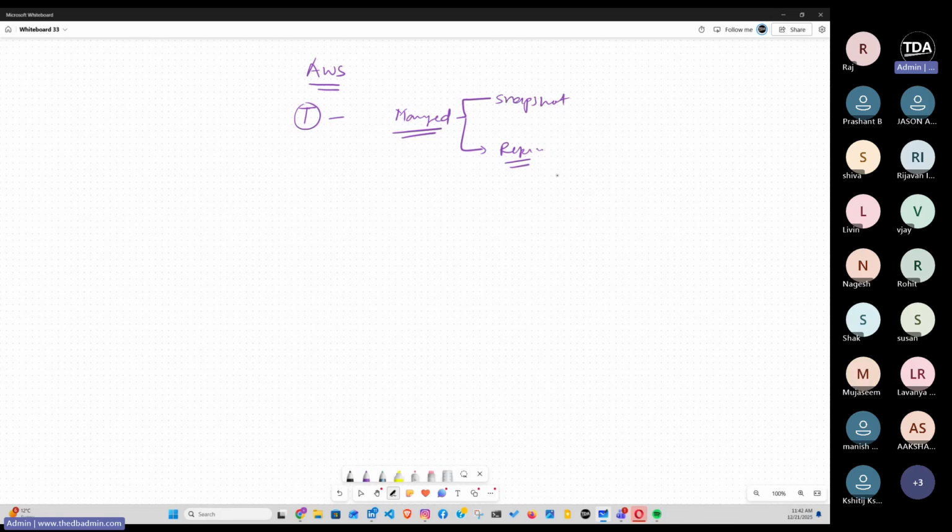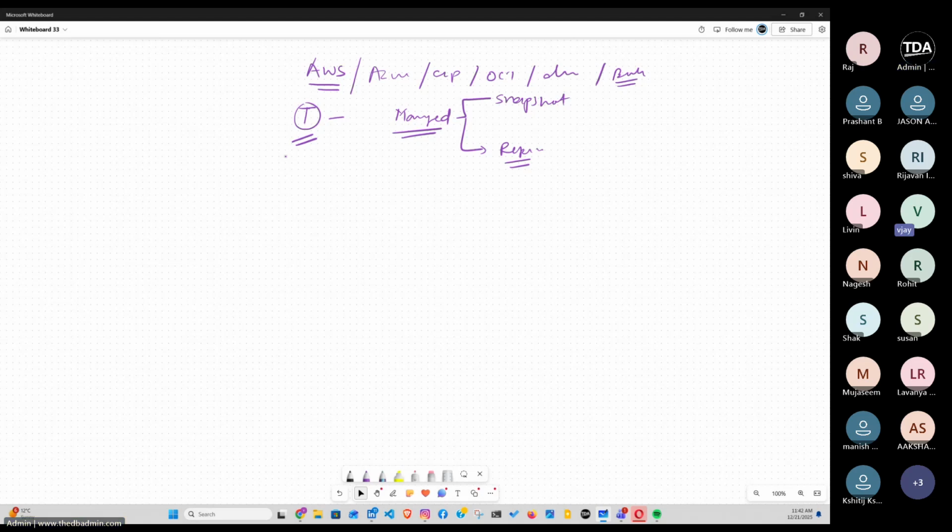Simple. So my traditional backup tools are going to remain the same, even if it is Azure, GCP, OCI, DigitalOcean, or any other further cloud, or IBM Bluemix. My traditional backup is going to remain the same. Is this statement clear? This is very important.